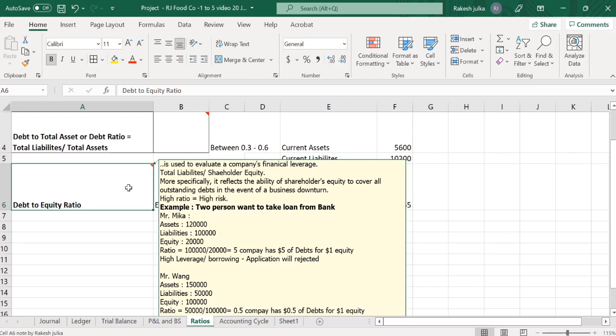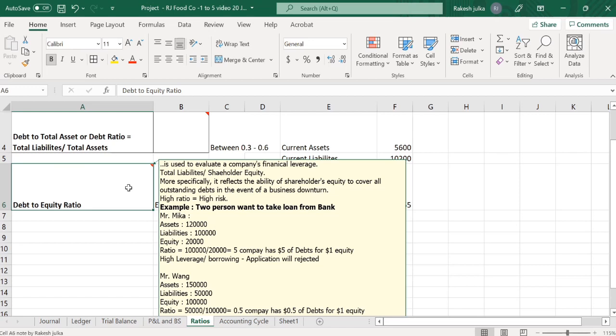So I'm a bank manager. For example, I want to assess whether Mr. Mika is financially strong or Mr. Wong is financially strong. How can this information be collected and how will I evaluate it? To evaluate the financial position, ratio analysis is used, and one ratio is the debt to equity ratio.